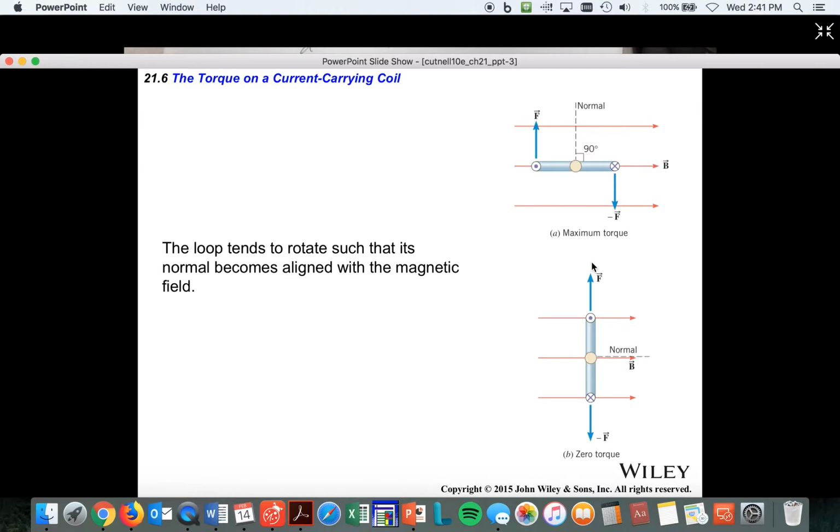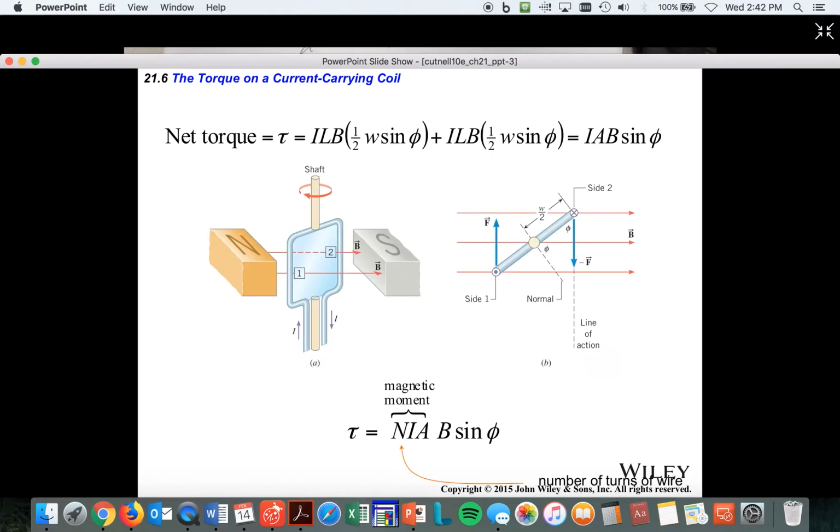Is there any torque on the wire at this point? No. So it all depends: it rotates until its normal becomes aligned with the magnetic field. Then the forces go to 0. But it's got enough momentum to get through there. In other words, the torque gets less: maximum torque, 0 torque, and it'll start to pick up again. Maximum torque, and it'll spin at a constant speed because of the conservation of momentum.